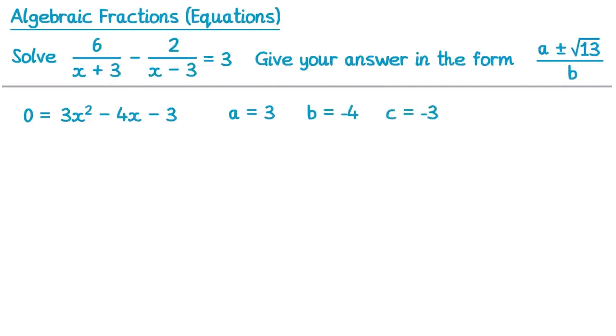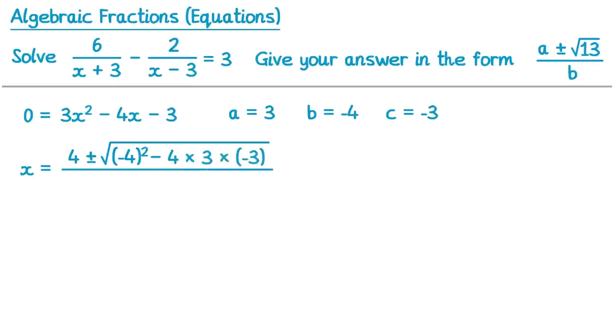Now we can substitute those values into the quadratic formula. It's x equals -b. Well, b is already negative, so if we did -b, it would become positive. So it's actually a +4 plus or minus the square root of, then b squared, so -4 squared, subtract 4 lots of a, which is 3, multiplied by c, which is -3, and all of this is divided by 2 lots of a, and 2 lots of a is 2 lots of 3, so 6.